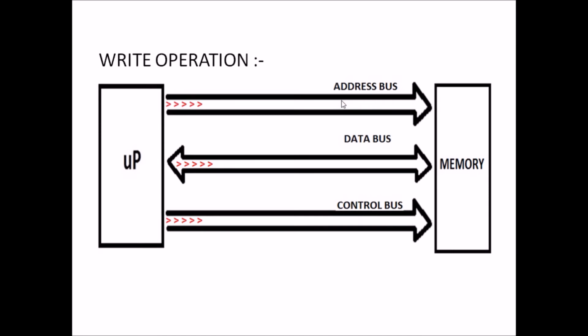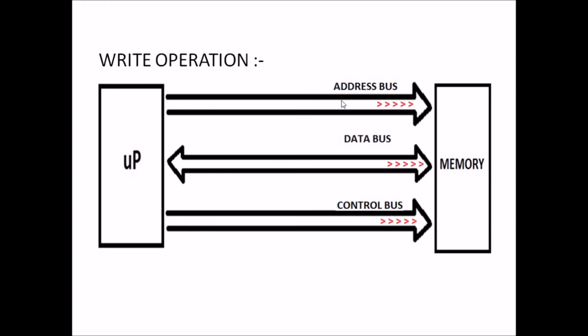Now let's check the write operation. The microprocessor wants to write to the memory. The microprocessor first sends the address of the location in which it wants to send the data. Then the microprocessor sends the control signal write over the control bus to the memory. As the memory receives the write control signal, the memory accepts the data sent by the processor and stores it in the location which the microprocessor addressed earlier.